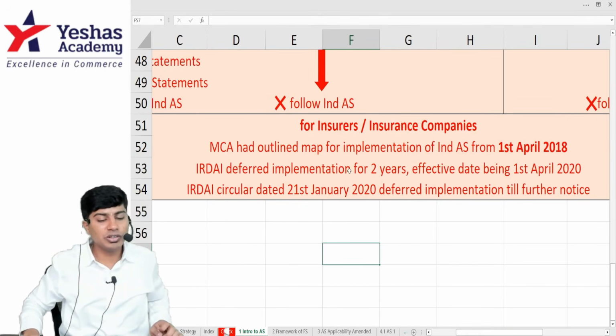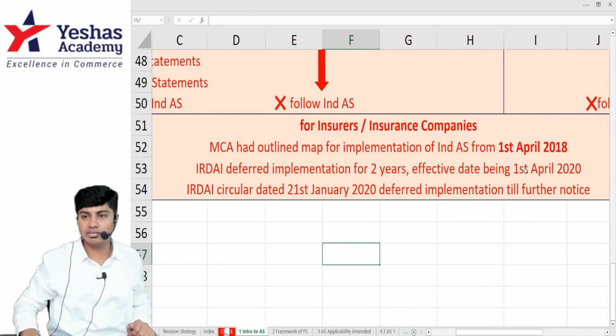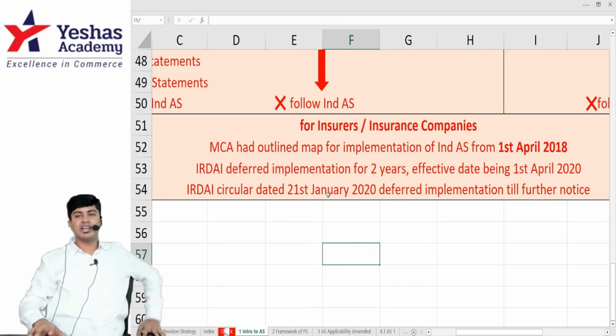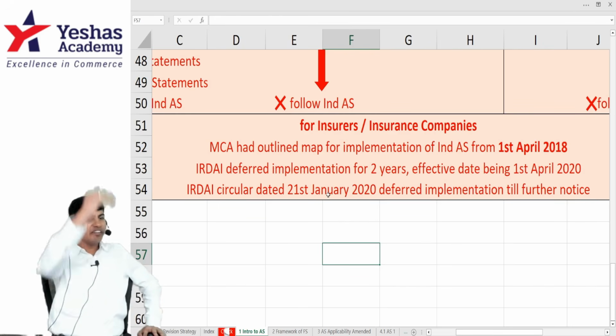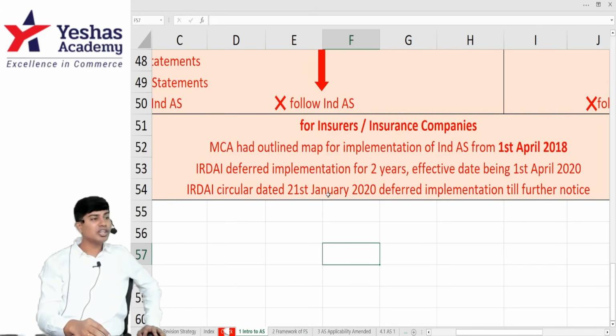Then what happened? Then they told we'll defer it by 2 years, that is till 1st of April 2020. On 21st of January 2020, it's been told that it is deferred to a future date which is yet to be announced. It is yet to be.